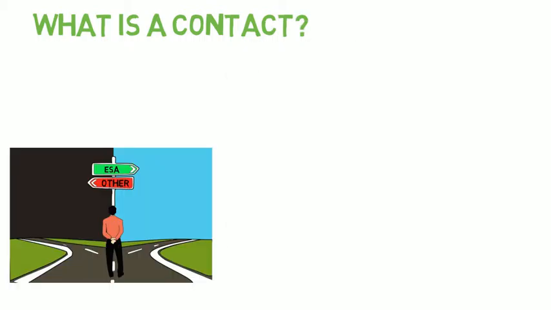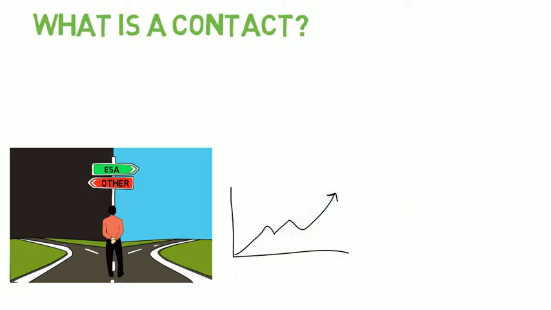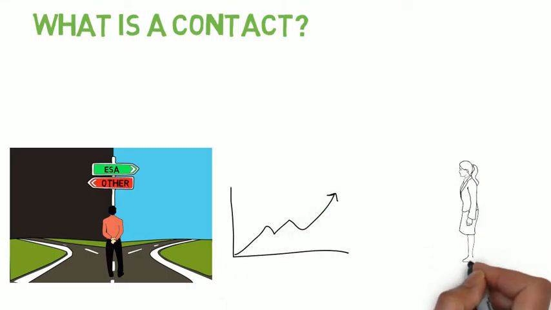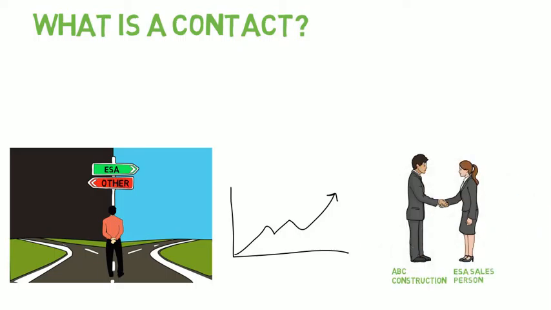A contact is a person that is involved in decision-making for business ESA has won or is pursuing. We track and evaluate our sales activities and relationship status at the contact level. Contacts typically work for or are related to an ESA account.